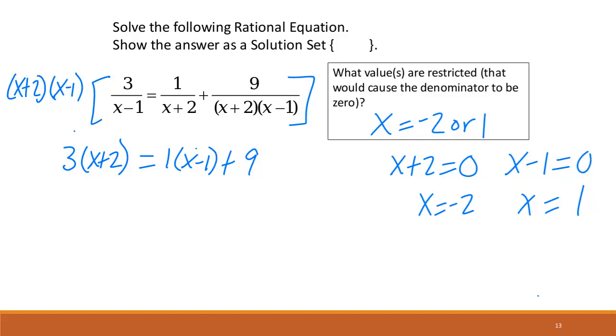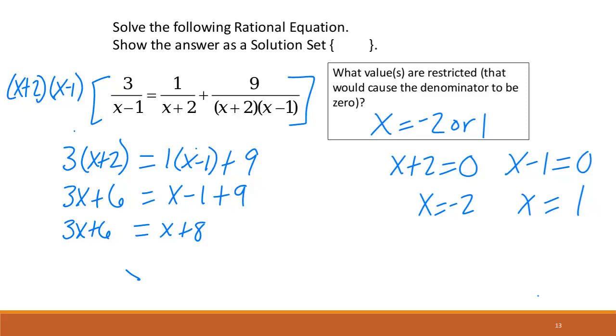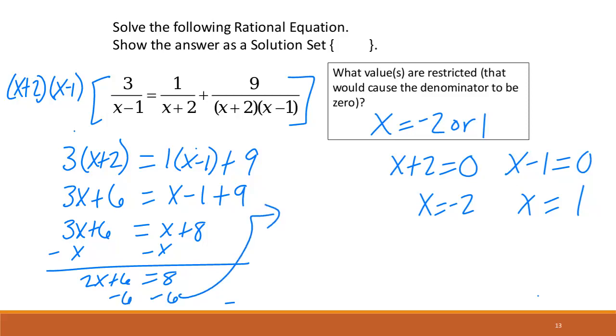So from here, I'm going to go ahead and distribute. I get 3x plus 6 equal to x minus 1 plus 9. So I'm going to combine like terms. So I get x plus 8. So then I'm going to subtract x from both sides to give me 2x plus 6 equals 8. Subtract 6 from both sides to give me 2x equals 2. And then divide both sides by 2 to give me x equals 1.